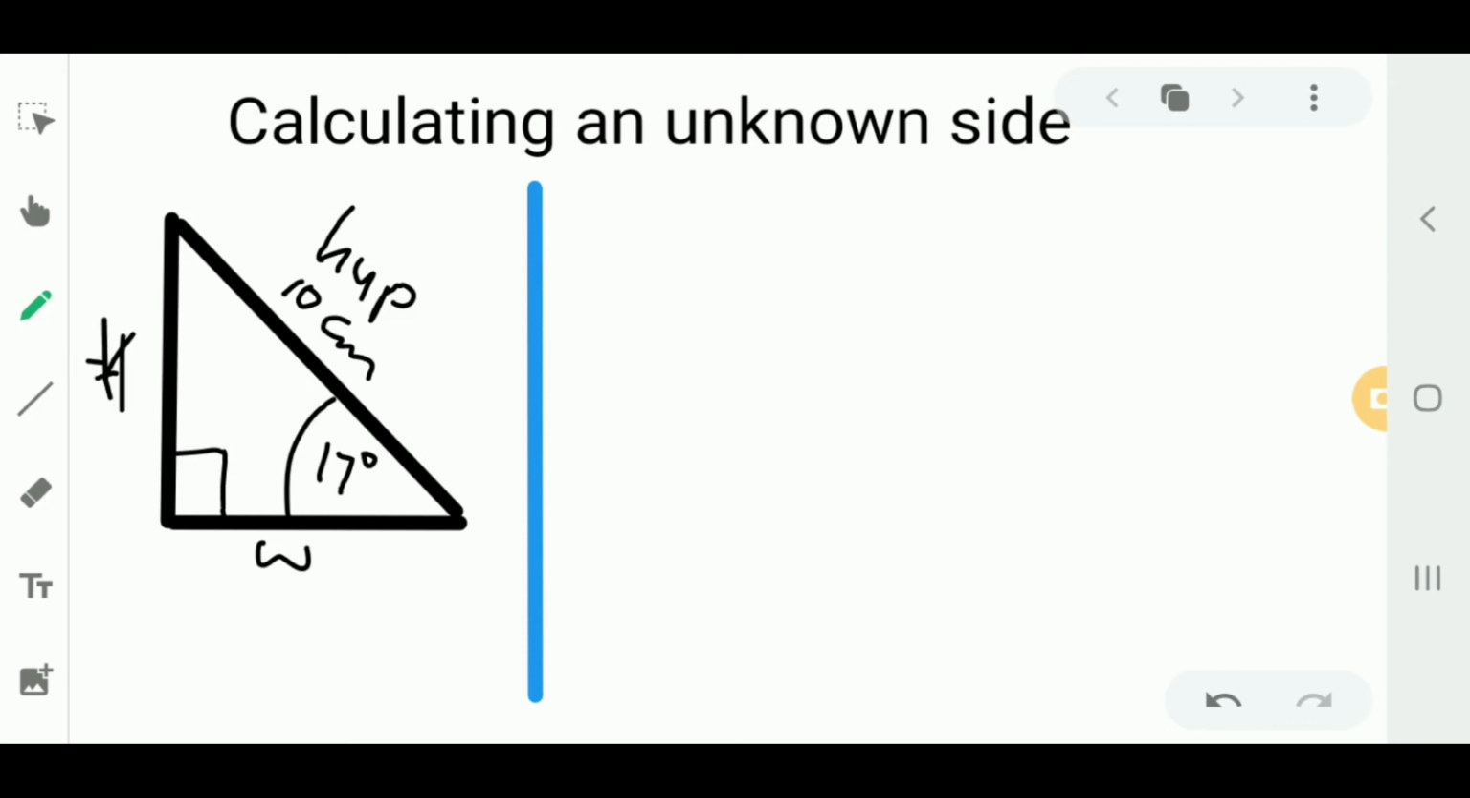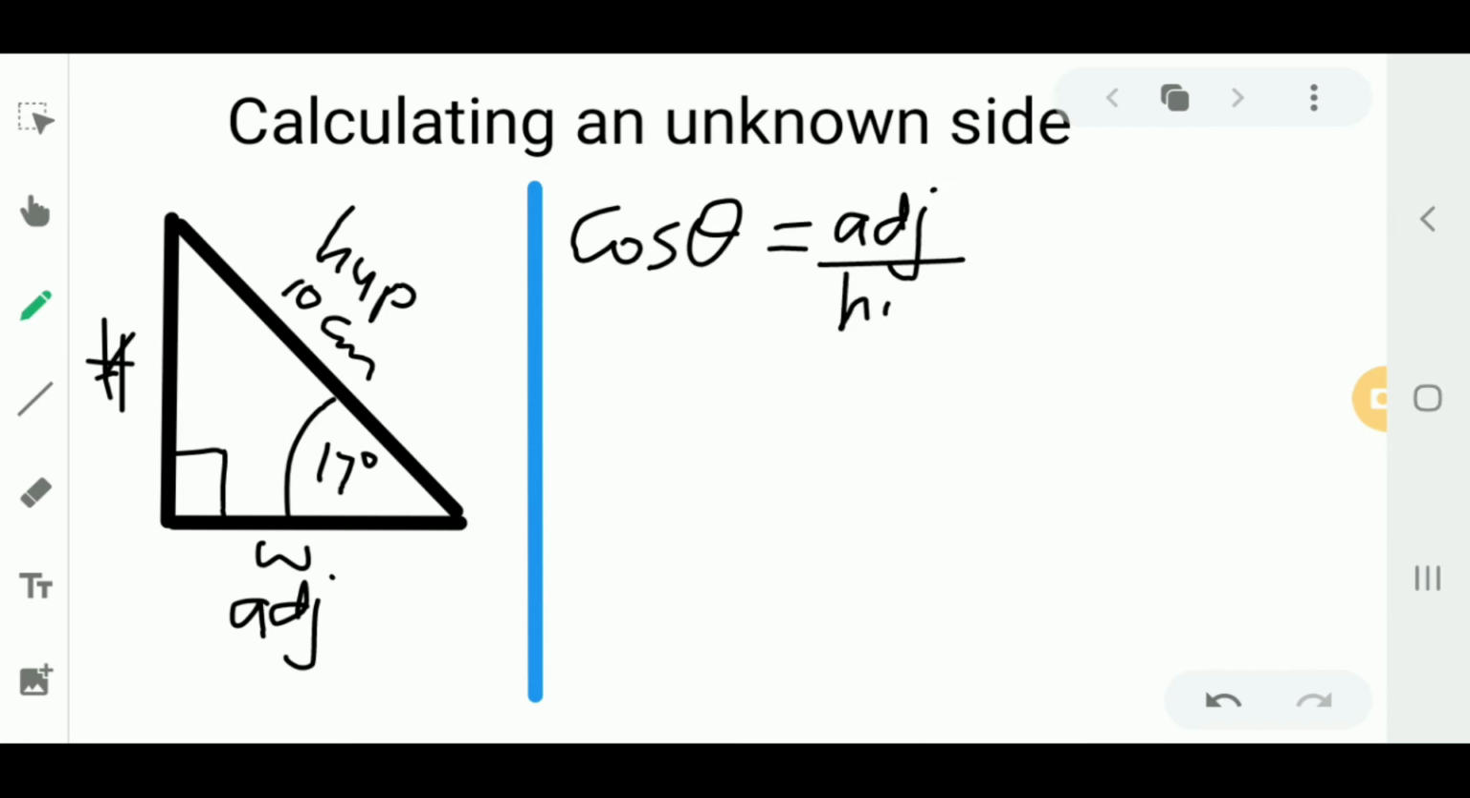The opposite would be here, because this is opposite the angle. That means this is the adjacent. So we have the hypotenuse, we have the angle, and we want to find W, which is the adjacent. So we think, what ratio has hypotenuse and adjacent in it? That would be cos the angle is equal to adjacent over hypotenuse. Now we have cos the angle, which is 17, is equal to adjacent, which we don't know, that's W, over the hypotenuse, which is 10.